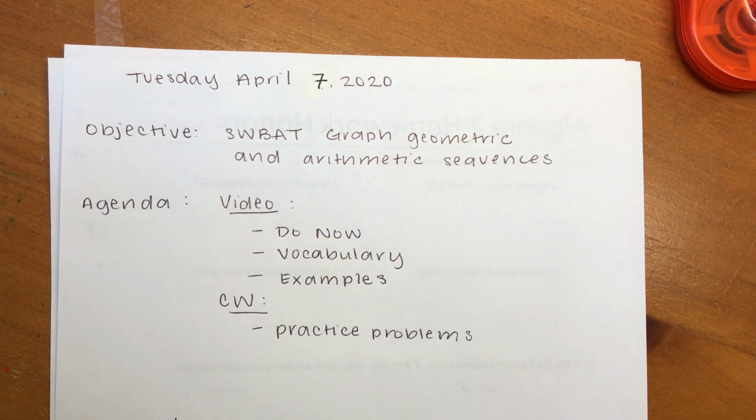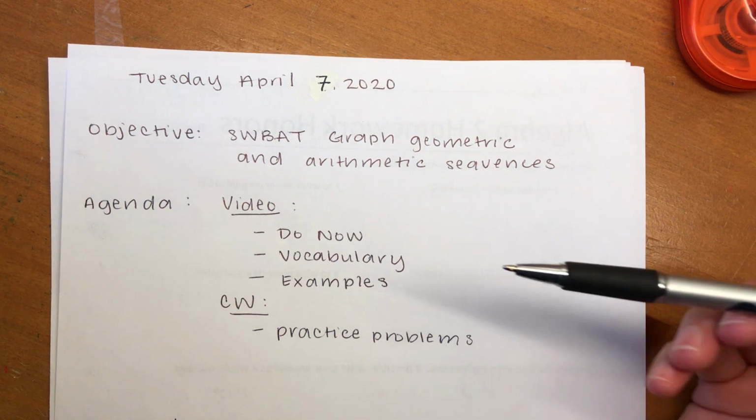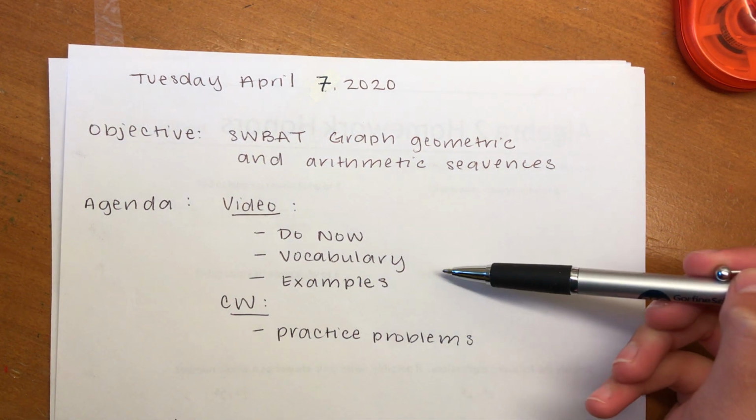Today is Tuesday, April 7th, and we've got a new lesson for today. So, our objective for today is students will be able to graph geometric and arithmetic sequences. We are still in our exponential and logarithm unit, but we're going to take it back to the basics a little bit.